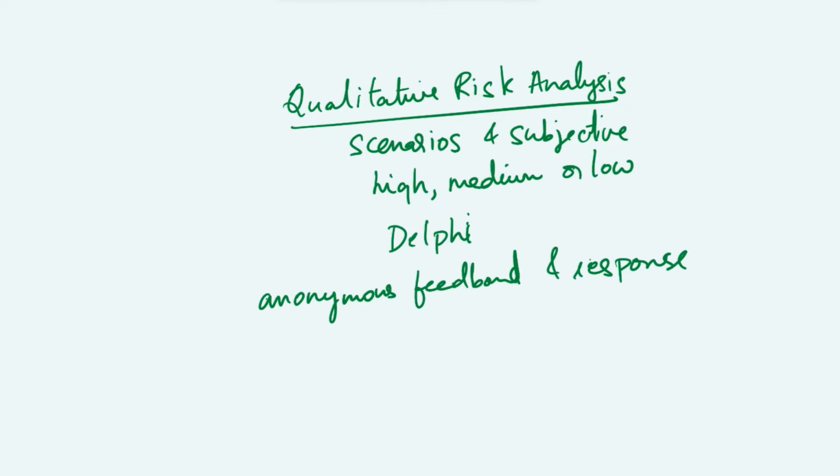Typically, participants are gathered in a meeting room where they provide feedback on paper without revealing their identities. The responses are compiled and presented to the group for evaluation, and the process is repeated until a consensus is achieved. All in all, both quantitative and qualitative risk analysis approaches yield valuable outcomes.